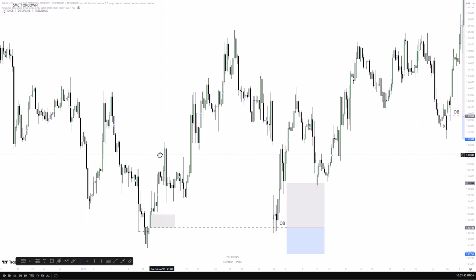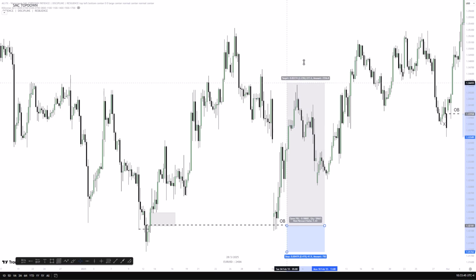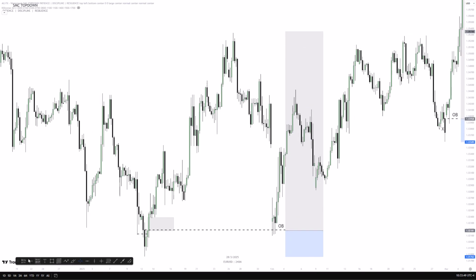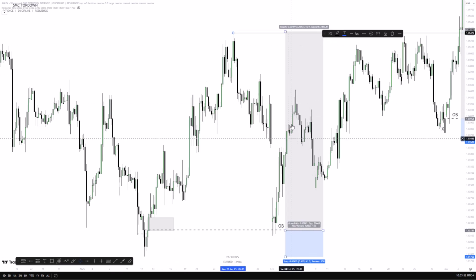So here we can see price moved bullishly to the external liquidity at this level, and then this will be our TP. So how many pips is this? We have 300 pips, because this is on the 4 hours time frame.